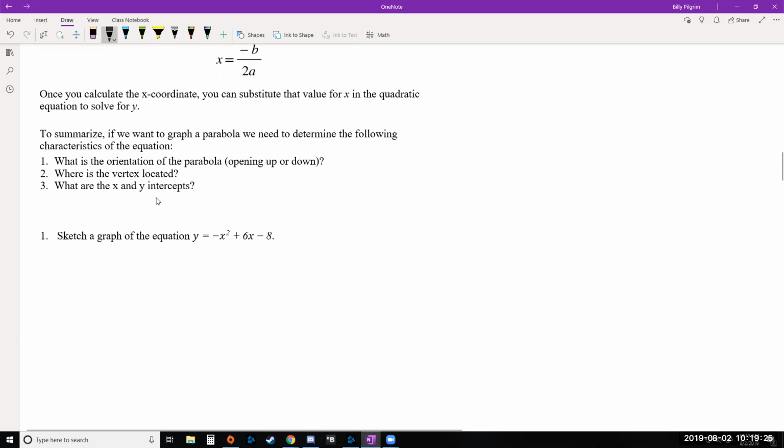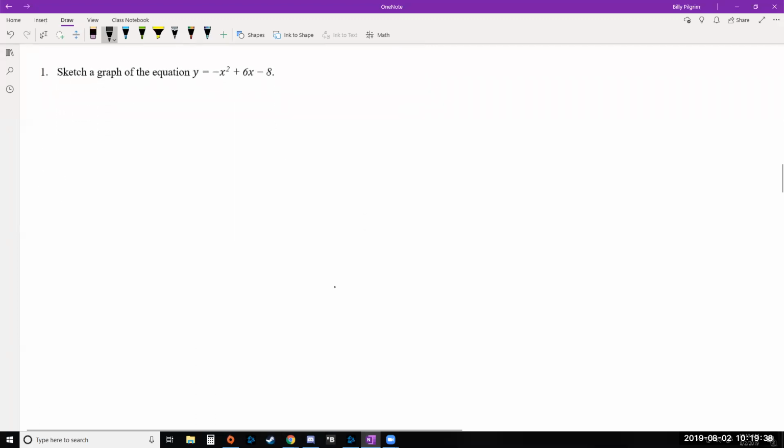Finding the y-intercept is really easy because we plug in 0 for x. We can pretty much do that in our head. Finding the x-intercepts means we have to solve the equation set equal to 0, which means we'll have to use the quadratic formula again. So let's try this out on a couple quick examples.